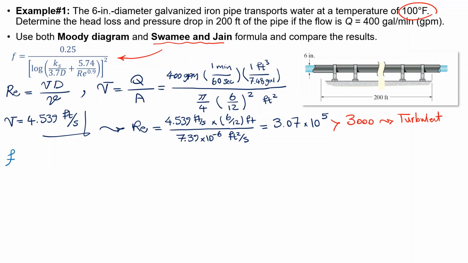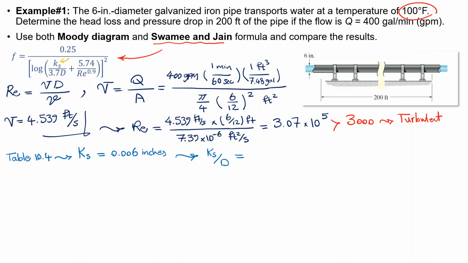For Swamy and Jain formula, as you can see over here, we need the sand equivalent roughness. So you need to go, let me remove this part over here. You need to go to table 10.4 and find K sub S for galvanized iron, which is the value of 0.006 inches. Perfect. Now, I'm going to calculate relative roughness, which is K sub S divided by diameter.